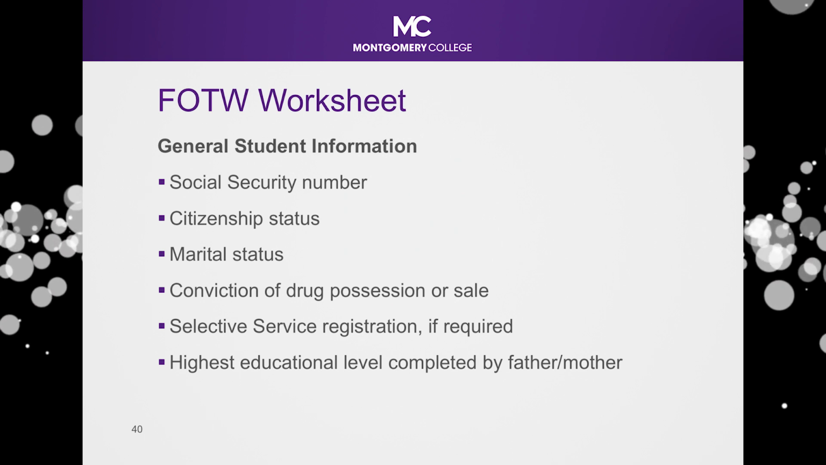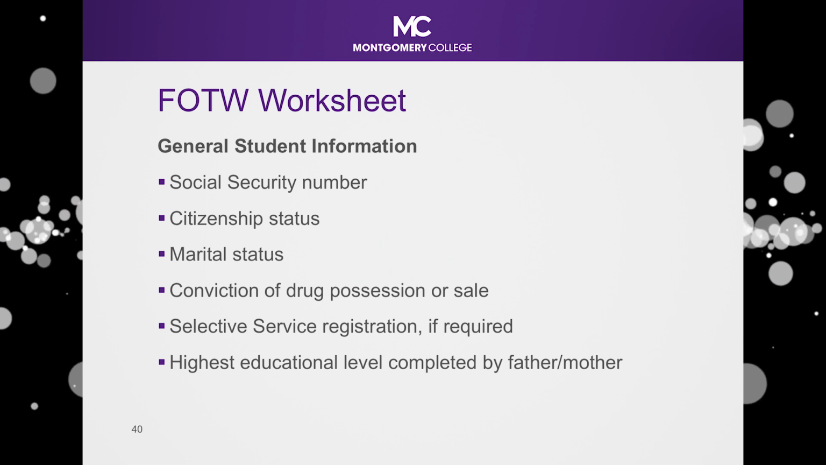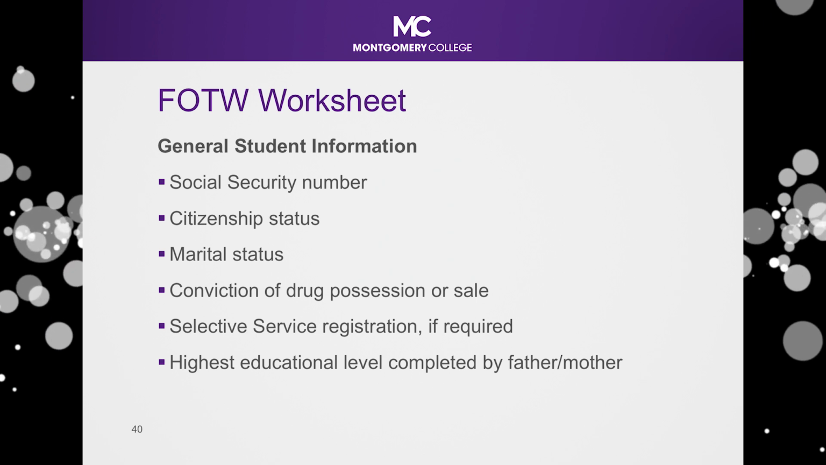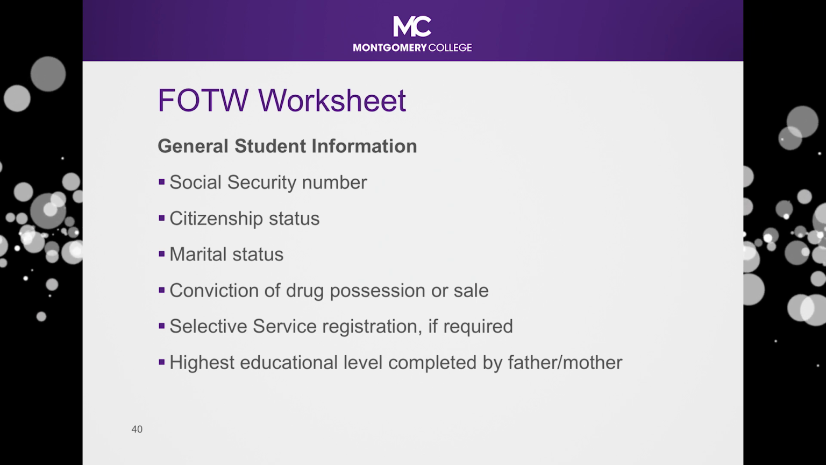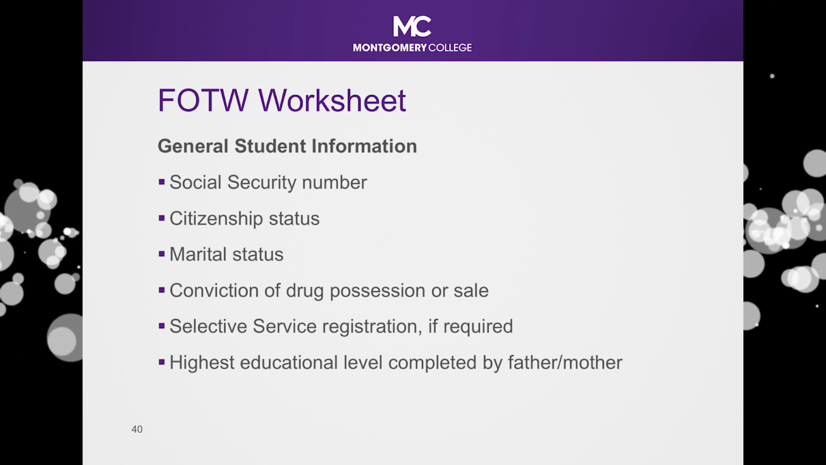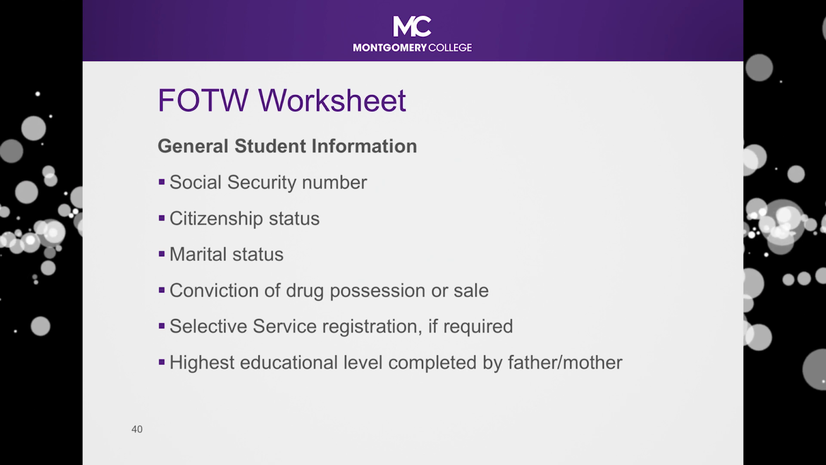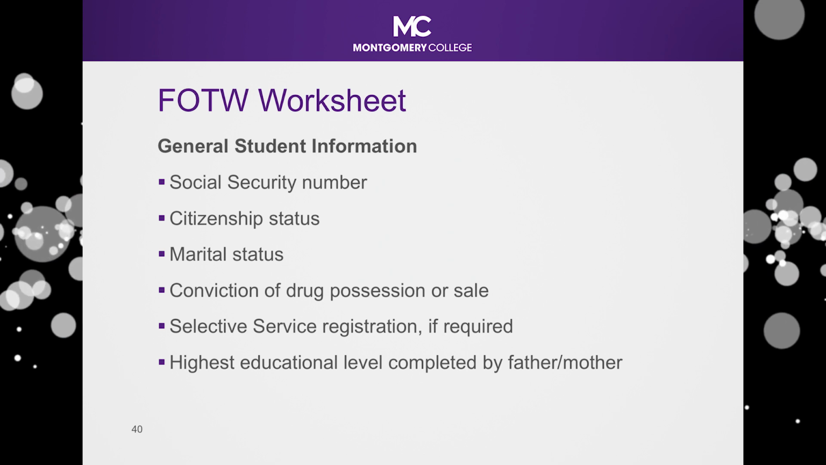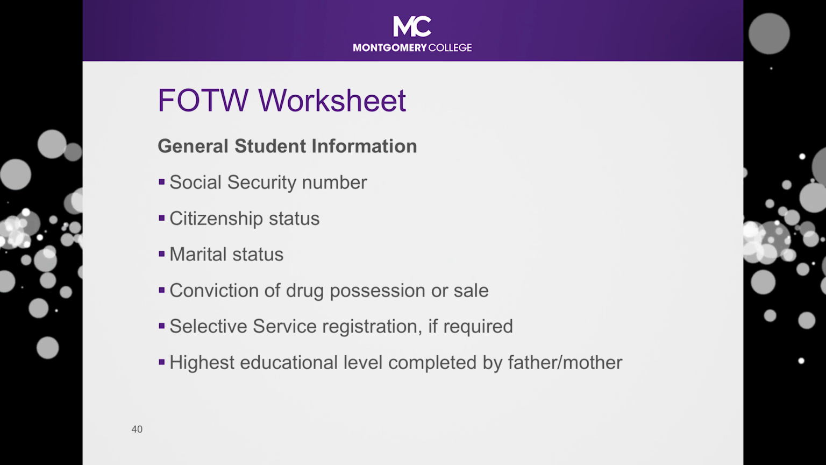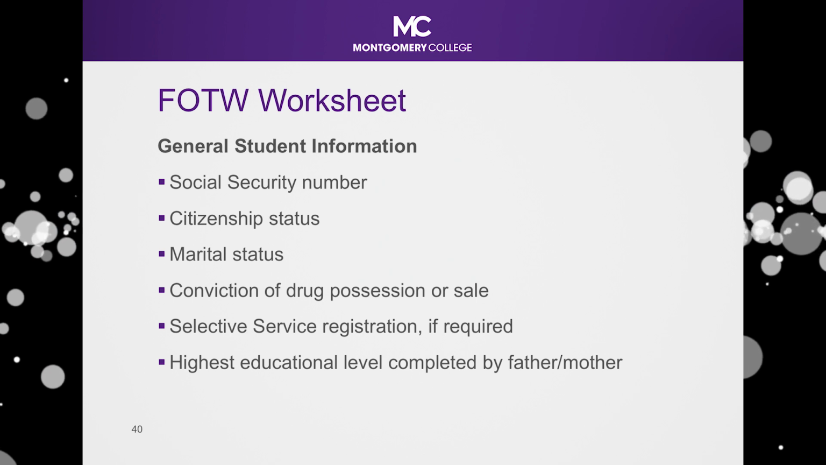The worksheet, basically, has general information, as does the FAFSA. It's the same thing: your Social Security number, your citizenship status, marital status, conviction of drug possession or sale. That is a question on the FAFSA. But when it asks the question, it asks you, while you were receiving federal aid, were you convicted of drug possession or sale? Okay? If you have never gotten federal aid before, then you couldn't have been convicted while you got it. Okay? So be careful. That's one that's self-reporting.